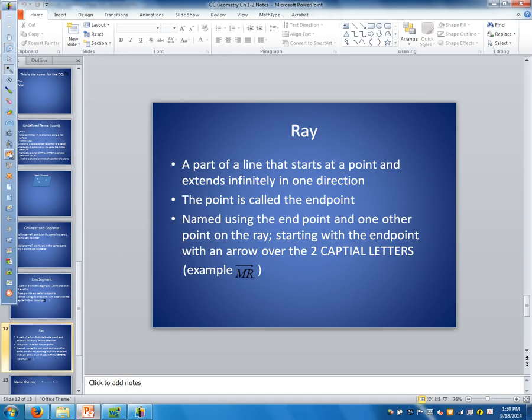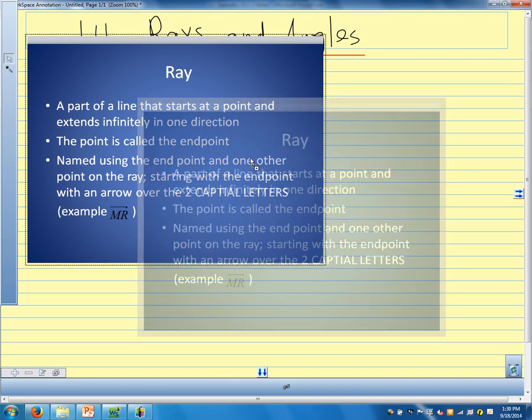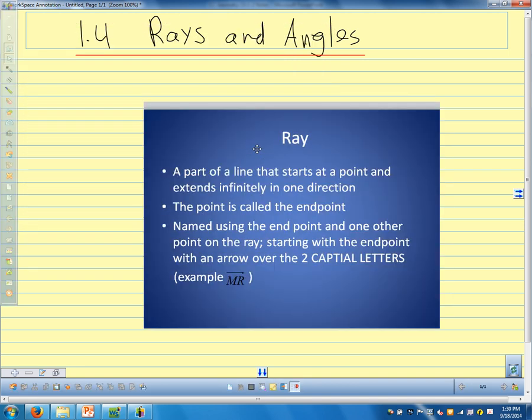So let me bring up my first slide here, and we'll fill in our first definition. Our technical definition: a ray is part of a line that starts at a point and extends infinitely in one direction. So that first line is going to be our technical definition.